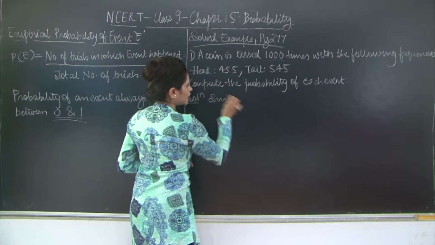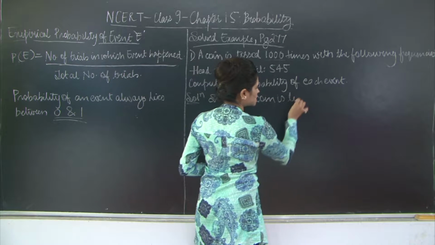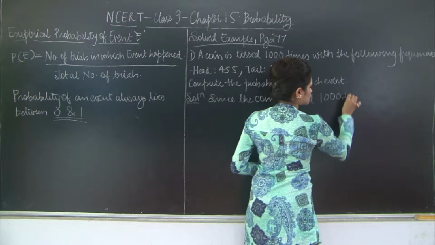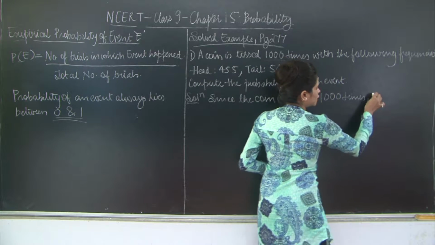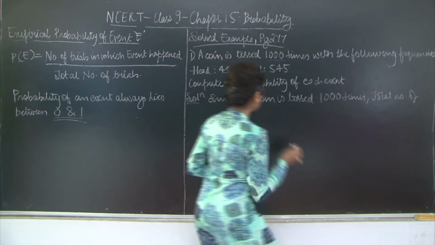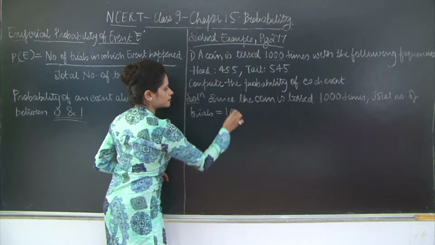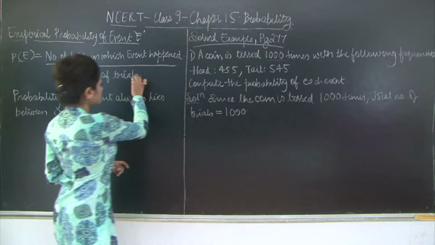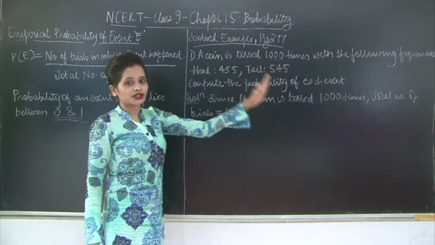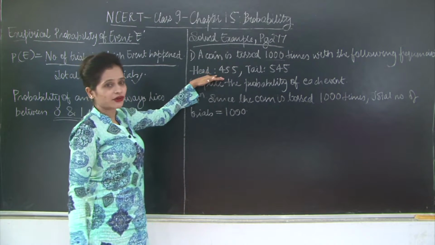Since the coin is tossed 1000 times, the total number of trials is equal to 1000. So we got this factor. Now we need to find the number of trials in which each event has happened. So we need to find the empirical probability of two events, that is for heads and for tails.